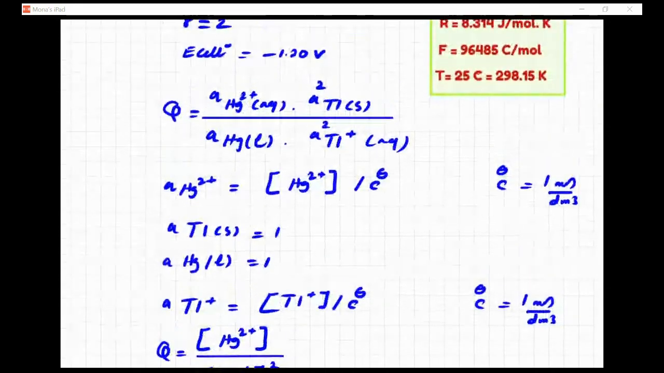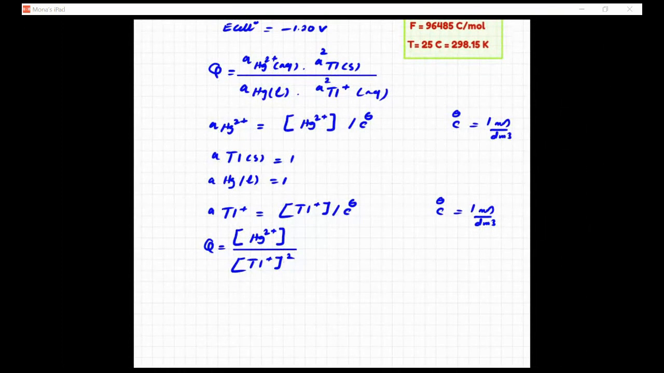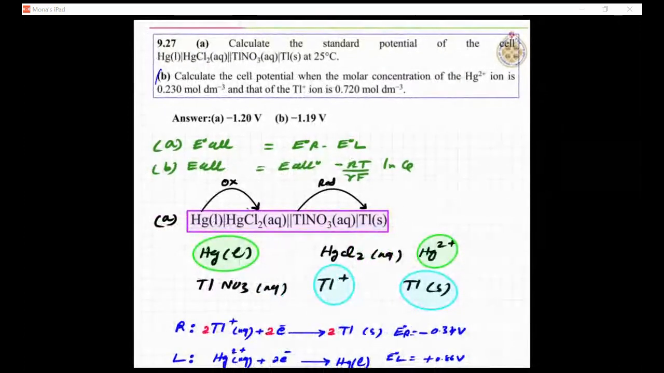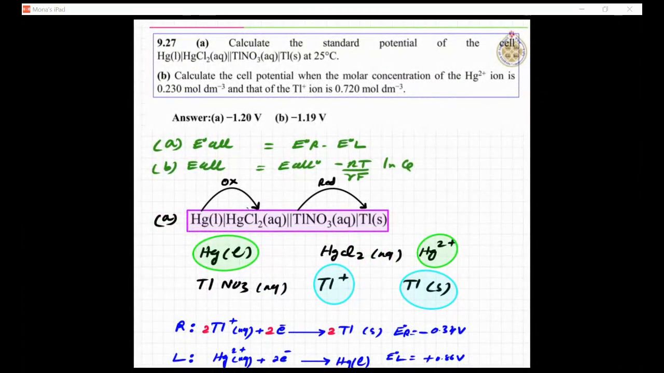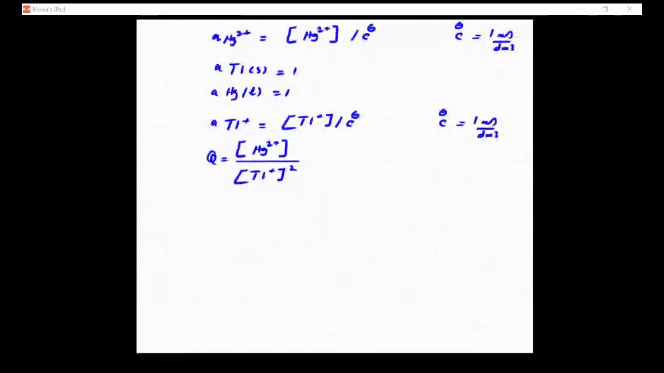Now what do I have to do? Of course, I will have to put it in the Nernst equation, for E cell. Now also the question said: find E cell given this information. Find E cell under what conditions?